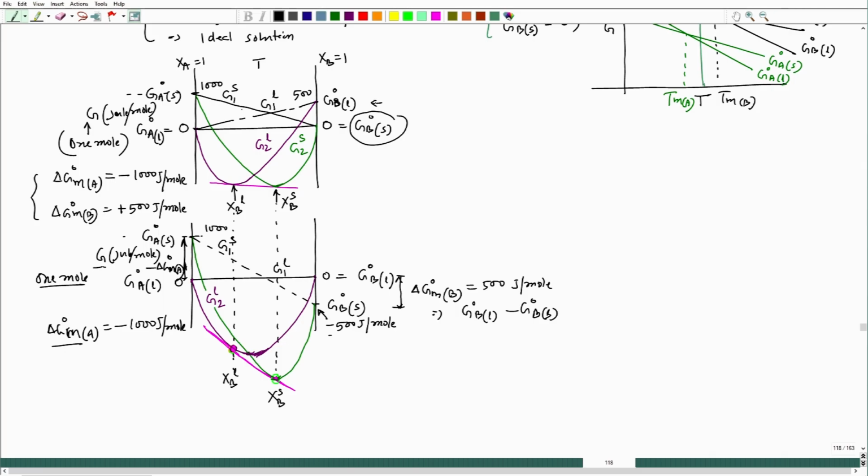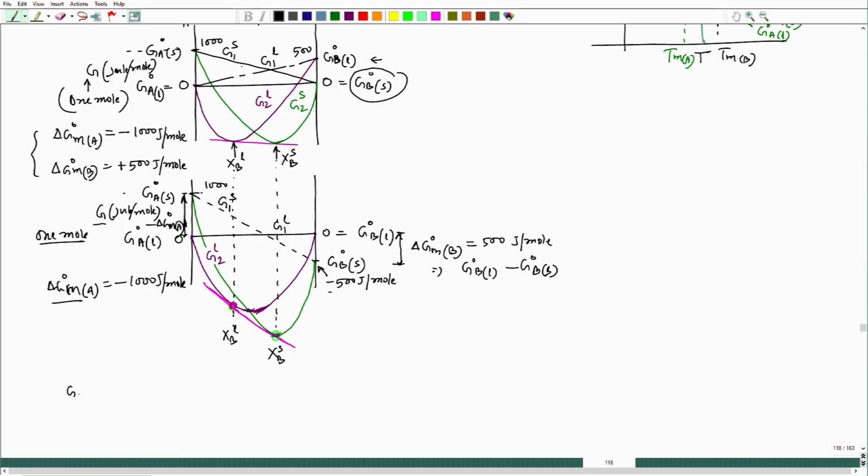You can actually make another plot where you can keep this side fixed, you can assign, for that you can make another plot where you can make G A naught solid equal to 0, and G B naught solid equal to 0. So, this is condition 1, this is 2 and this is 3. So, you just try to plot that.